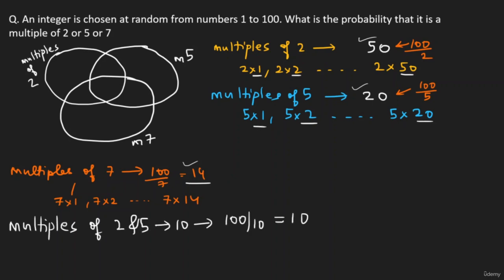That would be the multiples of 10, right? And in 100 you have 10 multiples of 10, that's 10, 10 into 2, 10 into 3, up to 10 into 10, right? So there are 10 multiples which are multiples of 2 and 5.